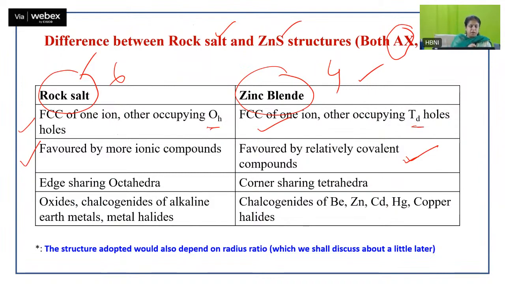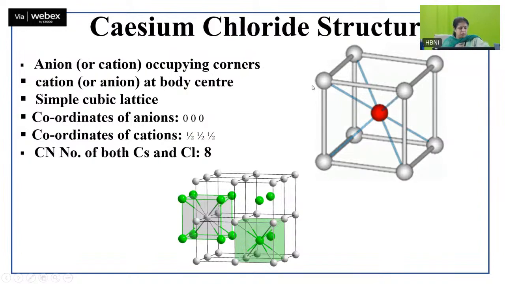In space-filling polyhedra, we can say these are edge-sharing octahedra. These are corner-sharing tetrahedra. These are formed by oxides and chalcogenides of alkaline earth metals and metal halides. These are formed by smaller ions because they form covalent compounds. Okay? Of course, this will also depend upon the radius ratio of cation and anion, but we shall discuss it a little later. All right.